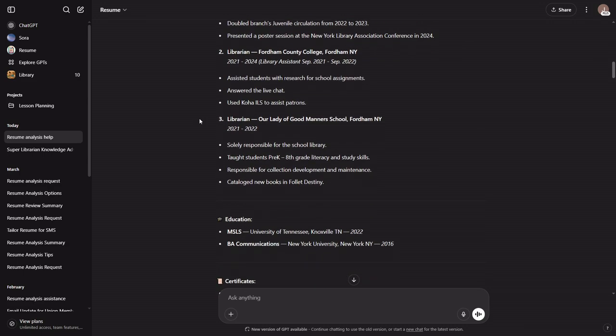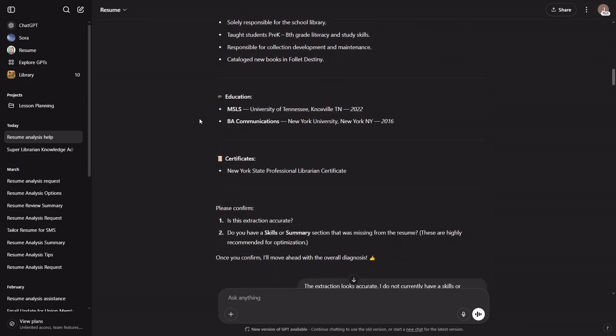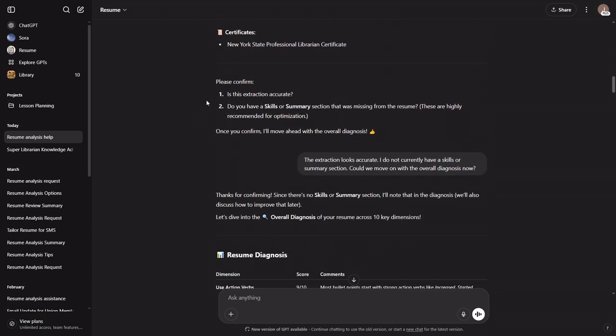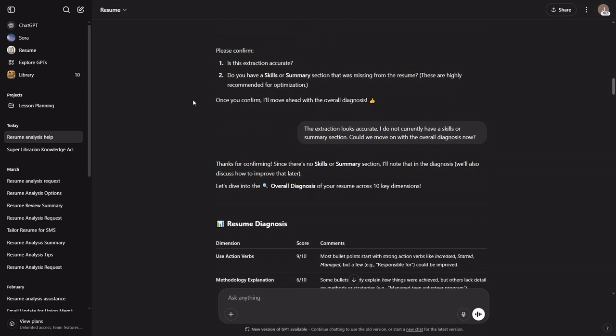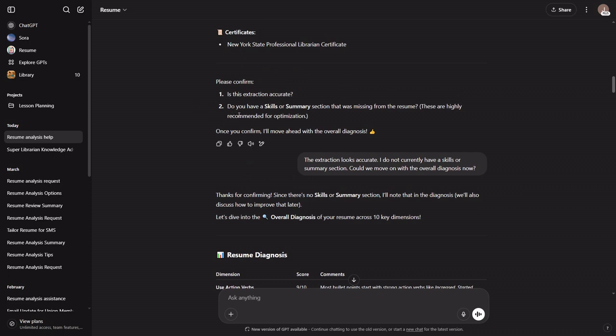I reviewed this earlier, and so I know that all of this information looks accurate to me. And so the final question here would be, is this extraction accurate? And then it also provides our first sort of suggestion here. It asks, do you have a skills or summary section? We see that that was missing from the resume, and then mentions that these are highly recommended for optimization. Again, that's ATS optimization in general, or just optimizing your resume for employers to review. So once you confirm, I'll move ahead with the overall diagnosis.